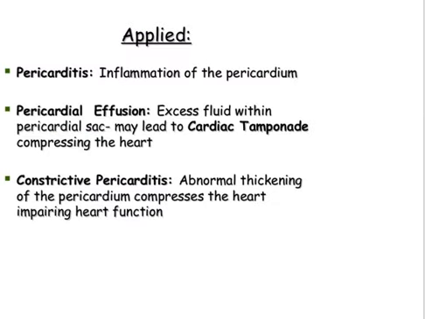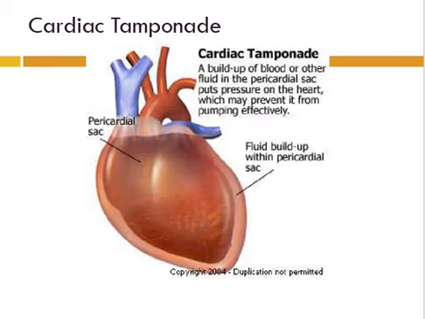In clinical anatomy, first of all, we can see there is inflammation of the pericardium, which is called pericarditis. Then pericardial effusion, excess fluid within the pericardial sac, which may lead to cardiac tamponade, compressing the heart. Cardiac tamponade is a potentially lethal condition, which you can say is heart compression.